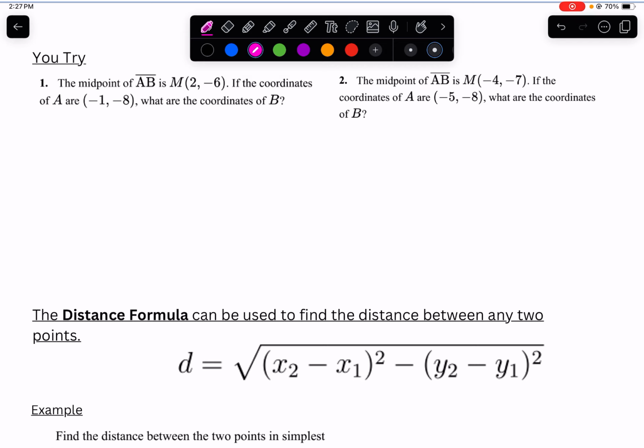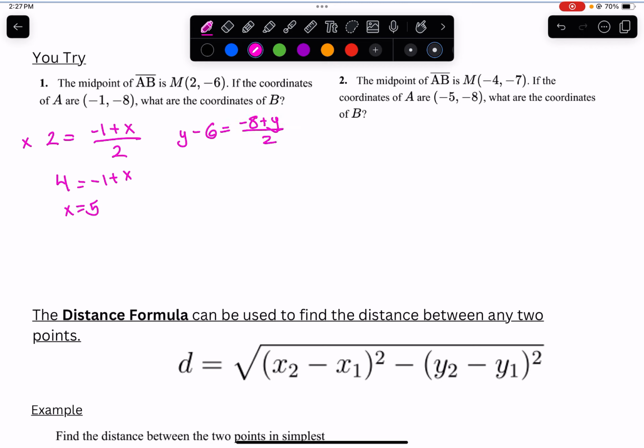So again, we're going to set this up. So our x value is 2. So that is equal to our given x plus the one we're solving for. So x is equal to 5 of our other endpoint. So for y, we have -8. Excuse me. We don't have -8. We have -6, which is equal to -8 plus our y value over 2. So we get y is equal to 4. So the endpoint must be 5, 4.